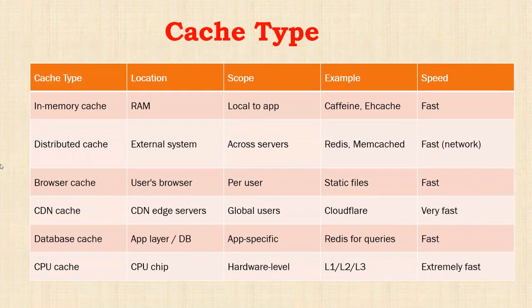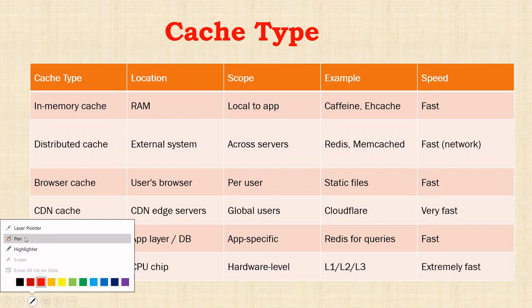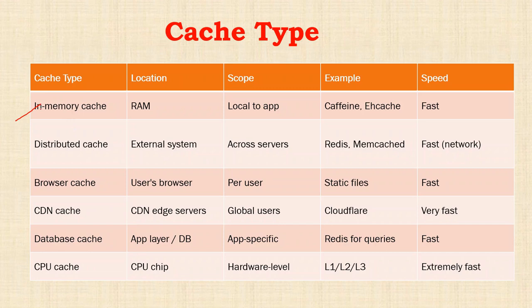So we are going to understand cache types. These are the types of cache, and we'll try to understand them one by one. We have in-memory cache, distributed cache, browser cache, CDN cache, database cache, and CPU cache. If you look at in-memory cache, the location where it is stored is RAM, and the scope is local to the app. As an example, we can use Caffeine or a cache to achieve this in a Spring Boot application. I have made this table according to Spring Boot so that it will be easy to understand, and the speed is fast.